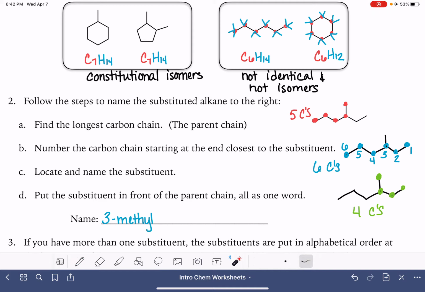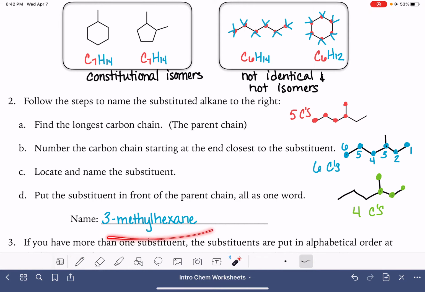Then the next thing that you want to do, we're going to put the substituent in front of the parent chain. So the next thing we want to do is name the parent chain. A 6-carbon parent chain is called hexane. And again, the names of the parent chains are in a video all by themselves, so you're going to want to refer back to that video for these names.